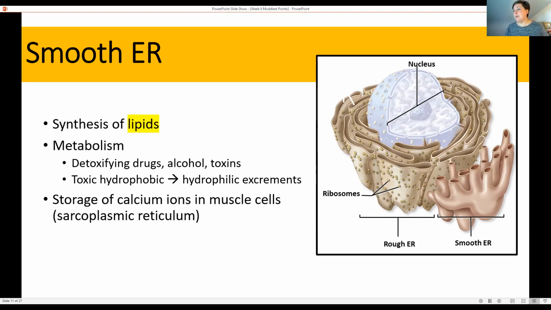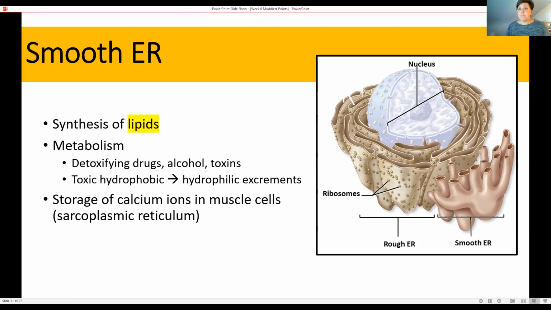Importantly, the ER does have some other functions. Aside from just making lipids, it also can help in some metabolism. For example, in the liver, your liver tends to have a lot of smooth ER because it helps to detoxify drugs, alcohols, and toxins, especially the hydrophobic ones or the nonpolar ones.